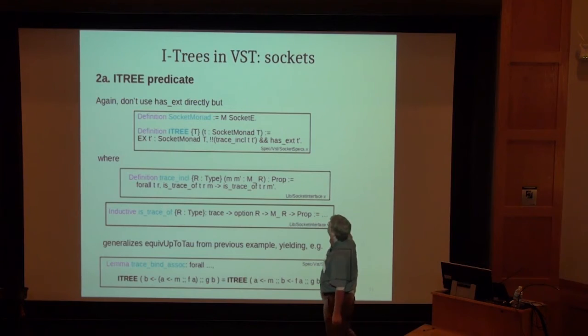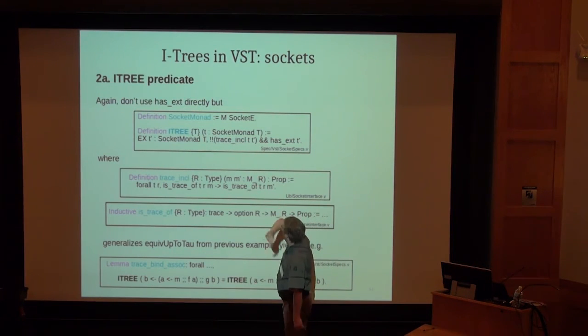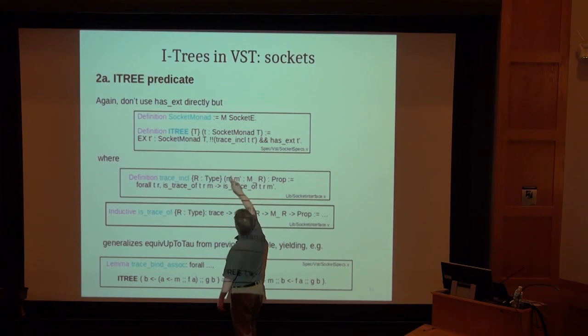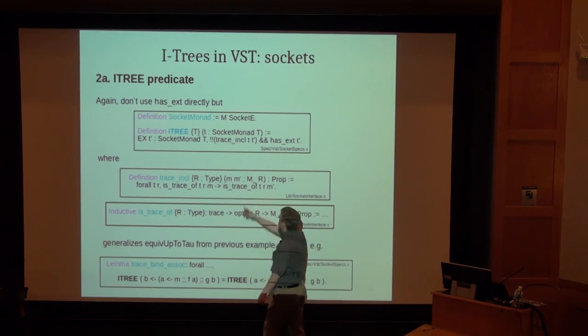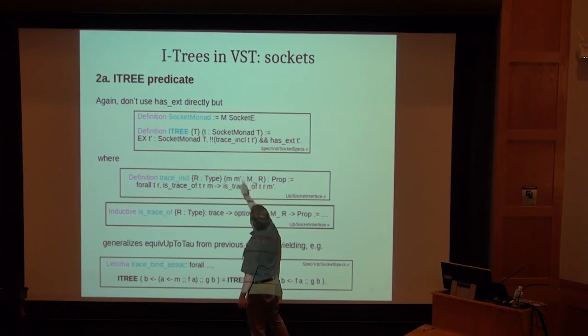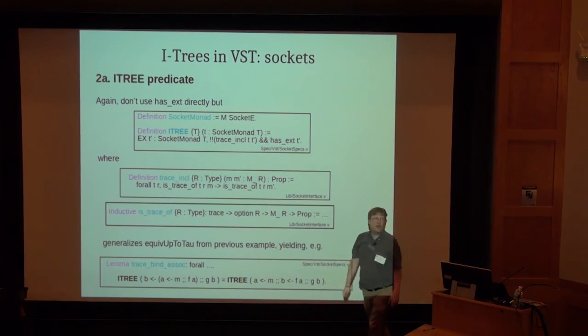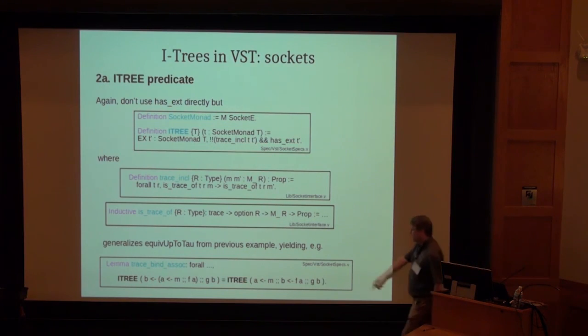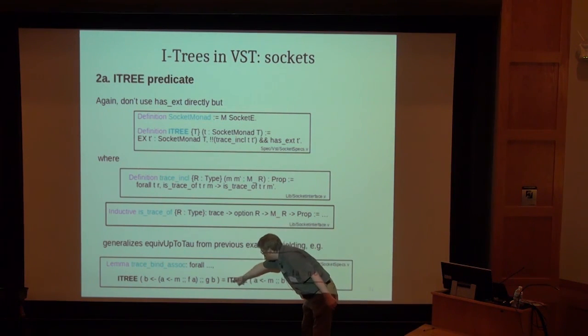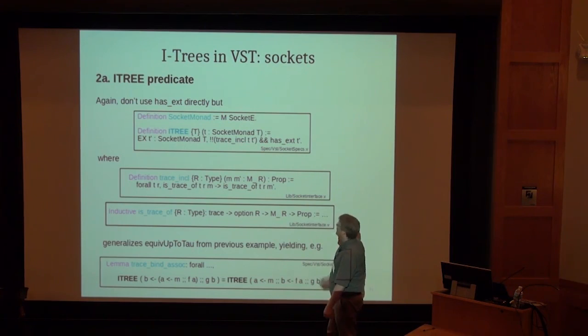So we can then again define our interaction trees in monads, generalizing slightly what we did earlier with the equivalence up to tau. We have a slightly more permissive predicate here now of trace inclusion, but the idea is the same: to support and inject all these monadic rules, such as associativity here, into the I-tree predicate that we get now over these types of events.